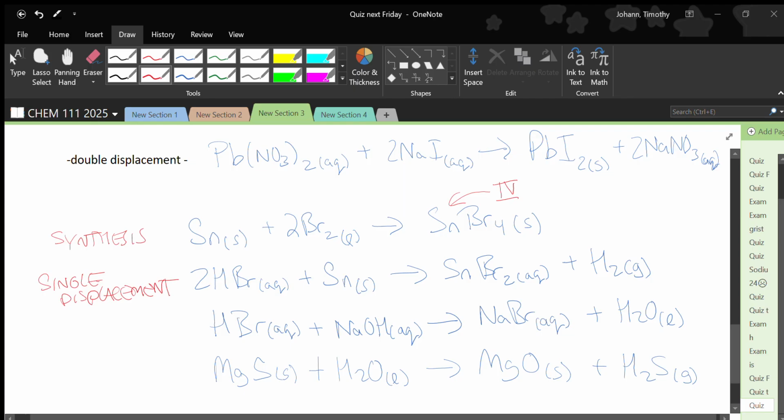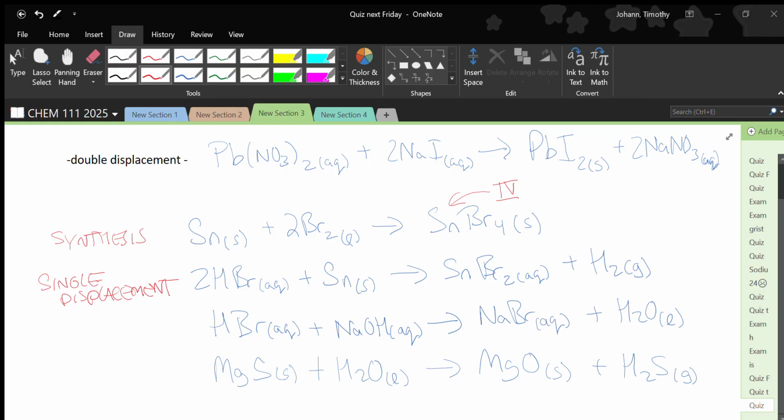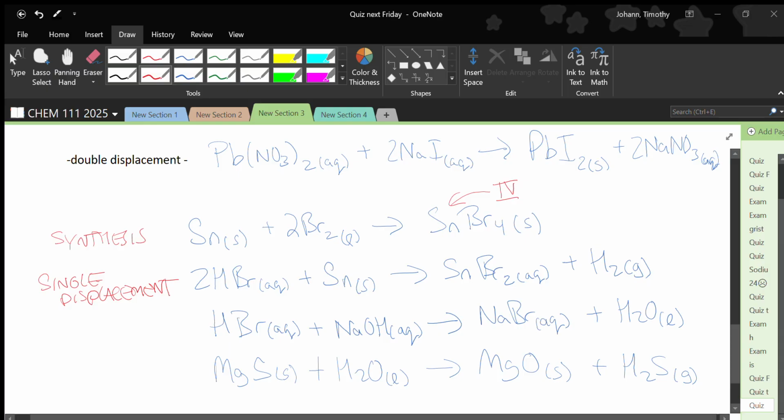How about this one right here? Yeah, this one's double displacement, okay? I have hydrogen and sodium, both have partners, and then they swap partners when we go to the other side, right? Okay.